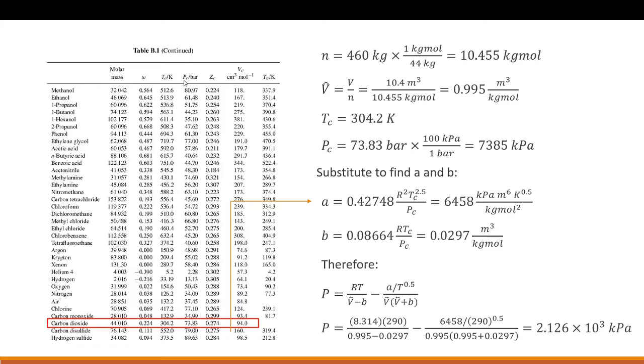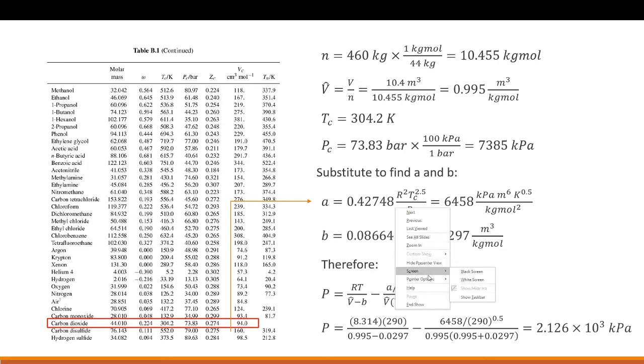And the critical pressure here is given in bar. So the critical pressure is 73.83 bar. Convert it to kilopascal by multiplying it by 100. That's the conversion factor. And we get 7,383 kilopascal as our critical pressure. So basically we have everything already, and we substitute.